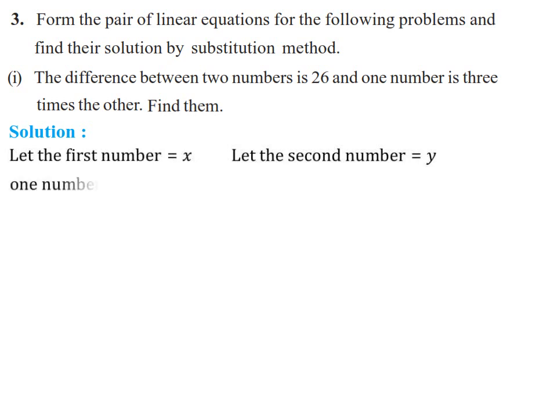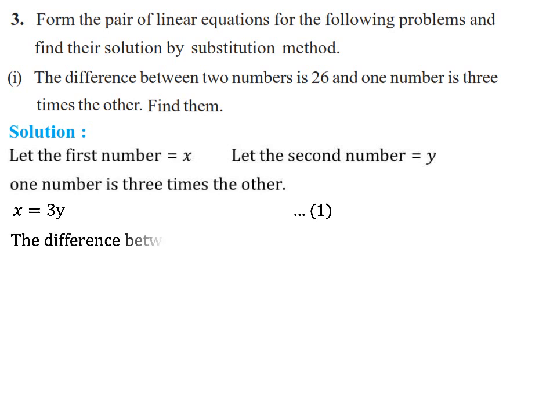So what is the first relation? The first relation is one number is 3 times the other. So which number is always the greater? The larger number x is always greater than the smaller number. So we can relate here that x equals 3y, where x is the larger number and y is the smaller number. So the first equation is x equals 3y. Now the second relation is the difference between them is 26. We always take the positive difference, larger minus smaller. So the second equation will be x minus y equals 26, and that will be my second equation.